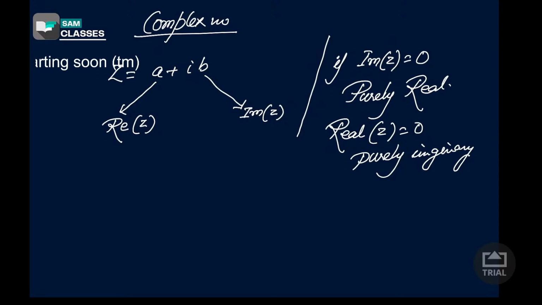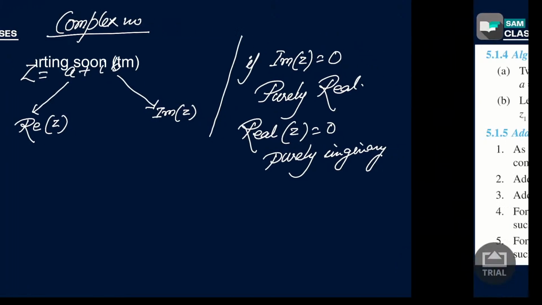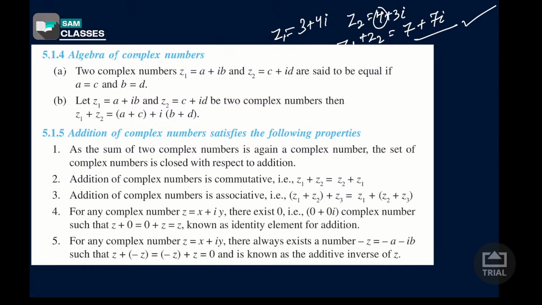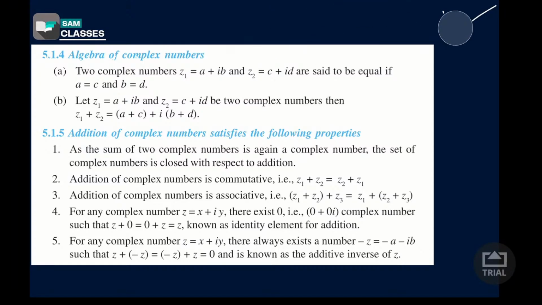Next. Next is algebra of complex numbers. How do we add two complex numbers? Real to real and imaginary to imaginary. If two complex numbers are equal, then what do we say? The real part is equal to the real part, and the imaginary part is equal to the imaginary part. Clear? Now, all these properties I just want you all to go through. Once go through fast.